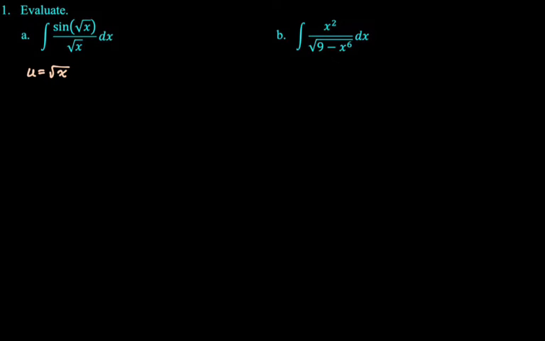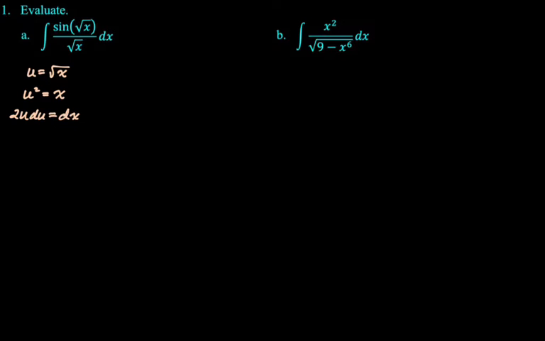Anytime I have to find dx, I like to get x by itself first. I don't want to take the derivative of the square root of x. So I'm going to square both sides to get u squared is equal to x. From there, I will get 2u du is equal to dx. So I didn't want to deal with the square root of x. There's a way around that, just square both sides. So that's what I've done.